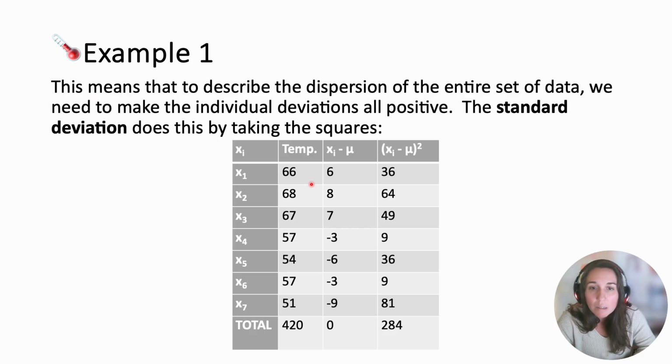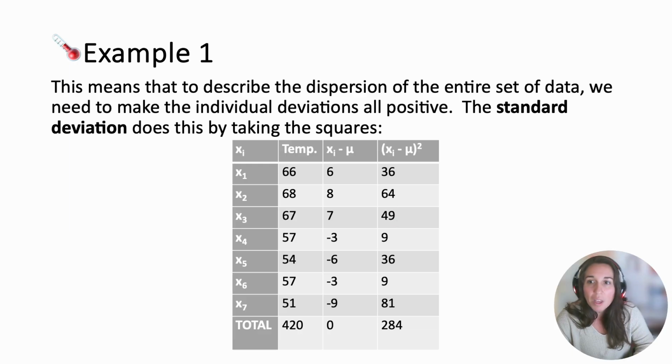And so what we wind up doing is we wind up squaring them, and that gets rid of those negative signs, right? So we have 6 squared is 36, 8 squared is 64, 7 squared is 49, negative 3 squared is positive 9. So it takes care of getting rid of all those negatives. And so part of calculating the standard deviation is not just finding the differences. We then need to square them. And then there's actually one more step. We'll take the square root to get the standard deviation.